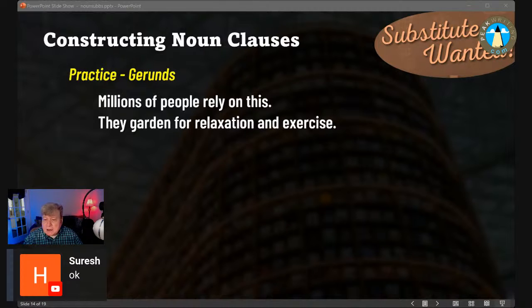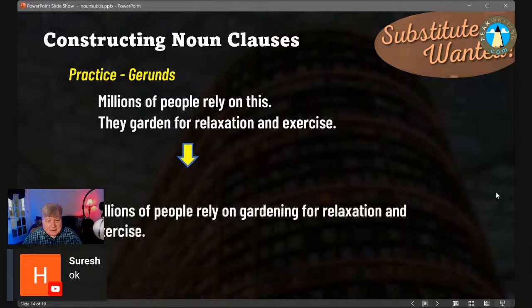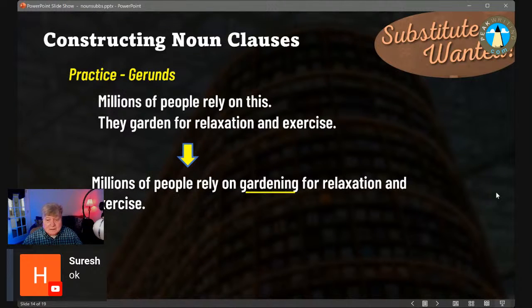Abu Bakar Jabo, hello, how you doing? Okay, do I need to give this one to you? Okay, here it is. Millions of people rely on gardening. Gardening becomes a gerund. It becomes a noun substitute used as a direct object of the verb rely on.